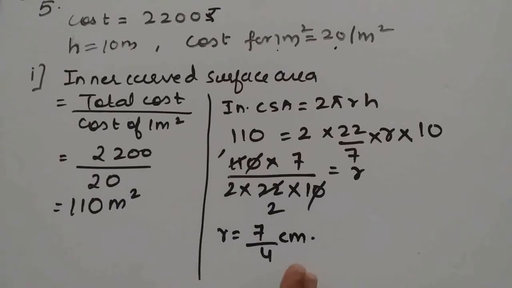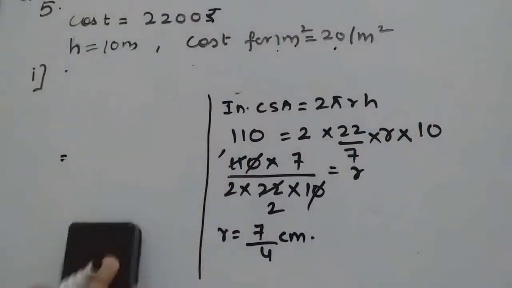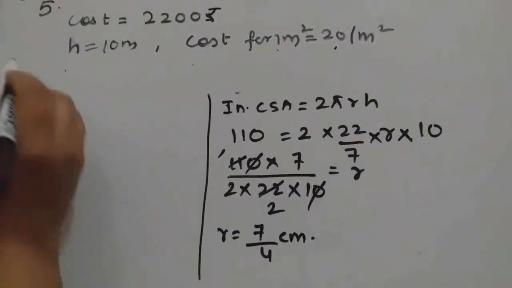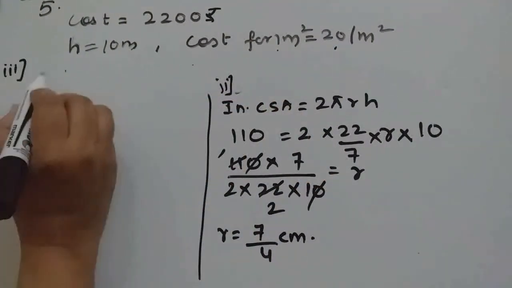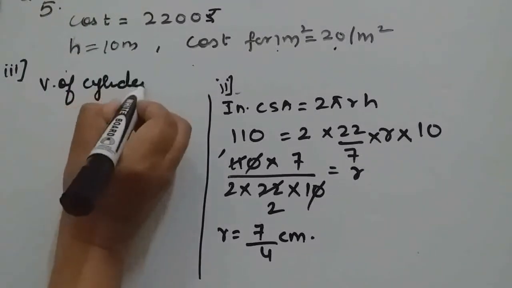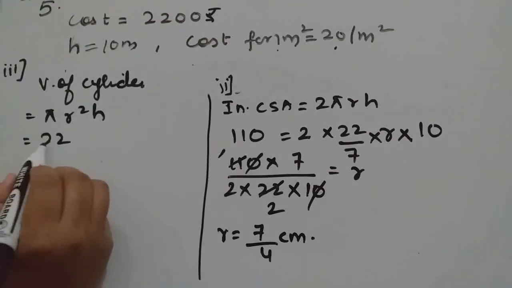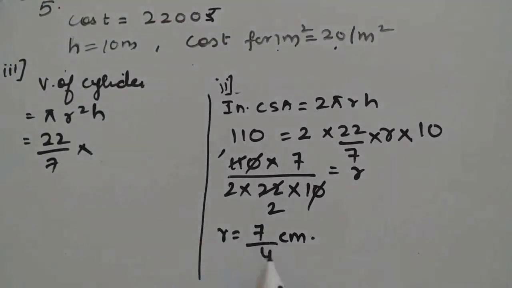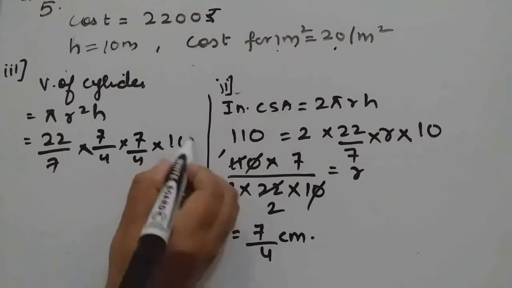Okay. After that we should find the capacity of the vessel also. So for capacity of the vessel, that means volume of the vessel, we'll use the formula. This is the second part. The third part means capacity also. So volume of cylinder means pi R square H. 22 by 7, R means 7 by 4, H is 10, isn't it?